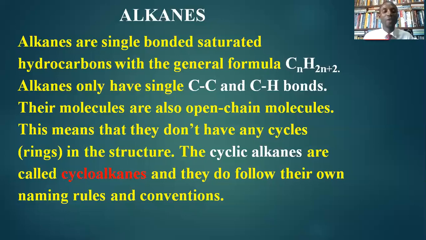Cyclic compounds follow their own naming rules. Normal alkanes have their own rules. But as I said before, how to name alkanes gives us the basis for other families, other homologous series in organic chemistry. So once again, alkanes are the single bonded saturated hydrocarbons with general formula CnH2n+2.